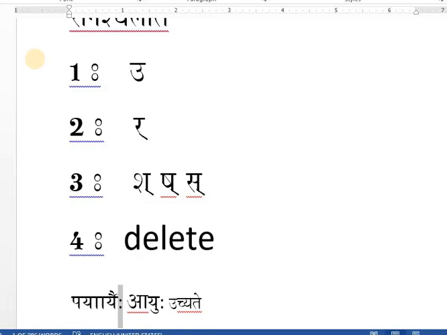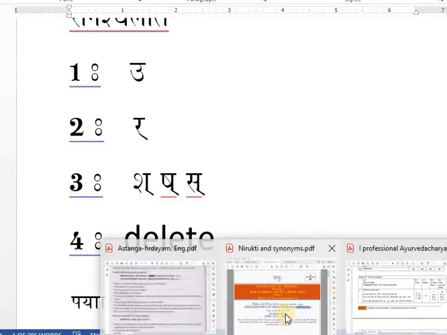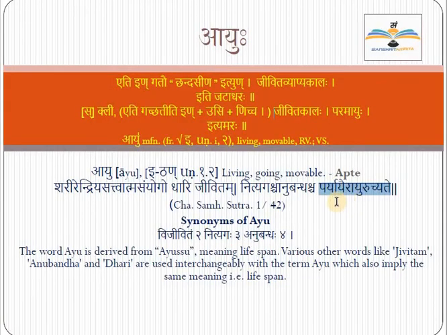Paryayehi means with synonyms. Ayuhu means alive. Ayu is the word. Uchyate means said. So with those synonyms, the word ayu is explained. Paryayehi ayuhu uchyate: ayu is called with these synonyms. Which synonyms? Dhari, Jivitam, Nityagaha, Anubandhaha.